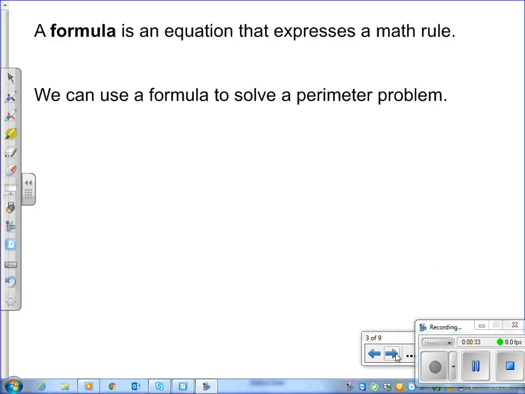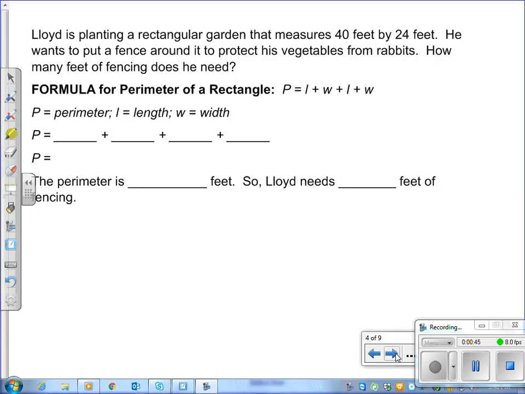We can use a formula to help us with perimeter and area. A formula is an equation that expresses some kind of math rule. We can use a formula to solve a perimeter problem. So our problem says that Lloyd is planning a rectangular garden that measures 40 feet by 24 feet. He wants to put a fence around it to protect his vegetables from rabbits. How many feet of fencing does he need?